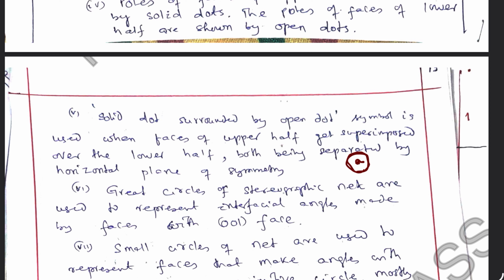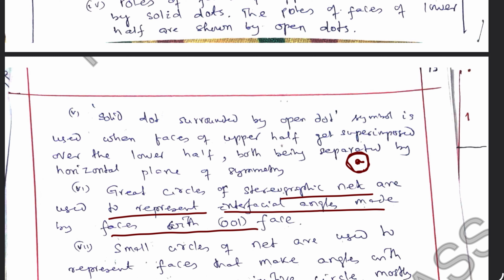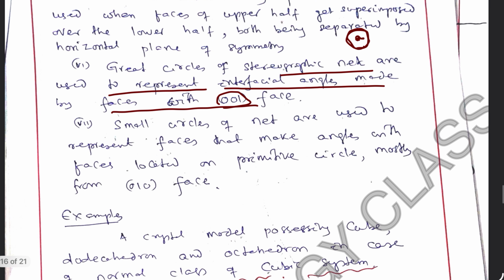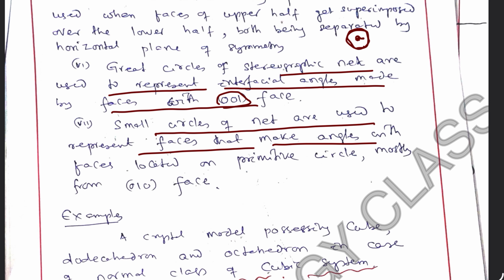The great circles of the stereographic net are used to represent interfacial angles made by faces with the number one face. This net is used to find out the interfacial angle through great circles. Small circles of the net are used to represent faces that make an angle with the faces located on the primitive circle, mostly from the number one face. The number one face is taken as the zero point.